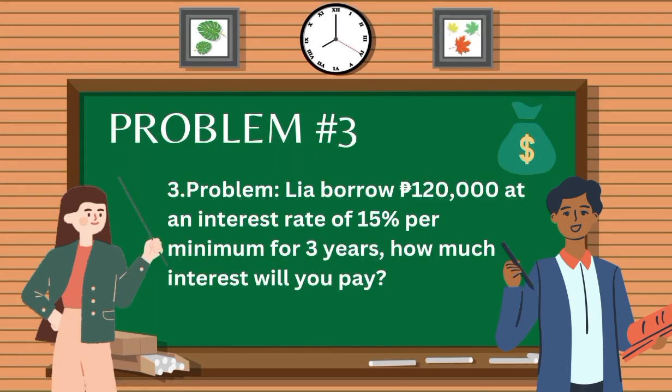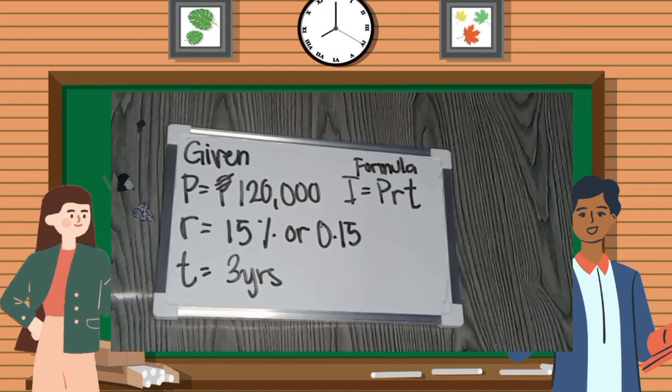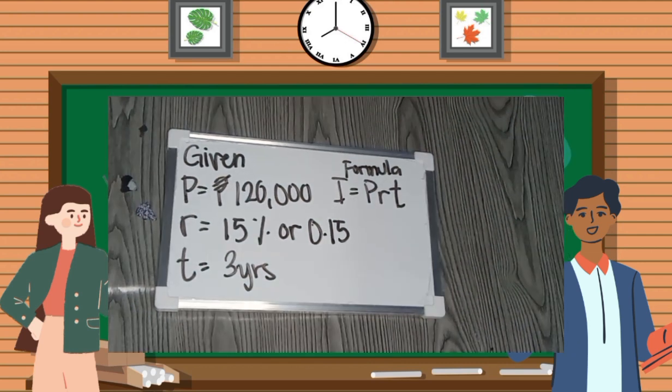Jane borrowed 120,000 pesos at an interest rate of 15% per annum for 3 years. How much interest will she pay? So now, this is the given for problem number 3. Principal is equal to 120,000 pesos. Rate is equal to 15% or 0.15. Time is equal to 3 years. This is the formula for problem number 3: interest equals principal times rate times time.